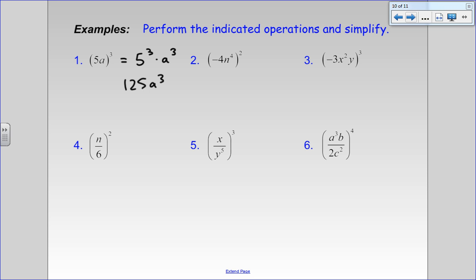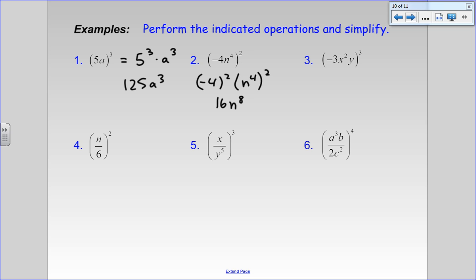In problem 2, we have the quantity negative 4n to the fourth, squared. So in this case, we need to raise negative 4 to the second power, and then also n to the fourth to the second power. Well, negative 4 times negative 4 is 16. And then now we can apply the power rule to multiply the exponents, 4 times 2, and obtain n to the 8th. So our answer is 16 n to the 8th.